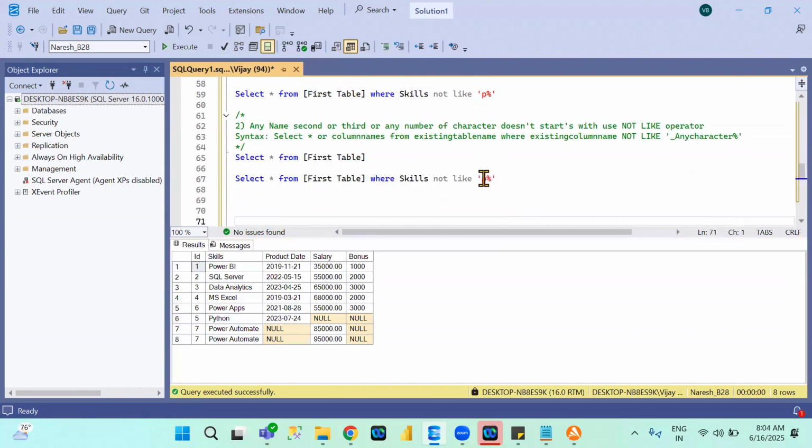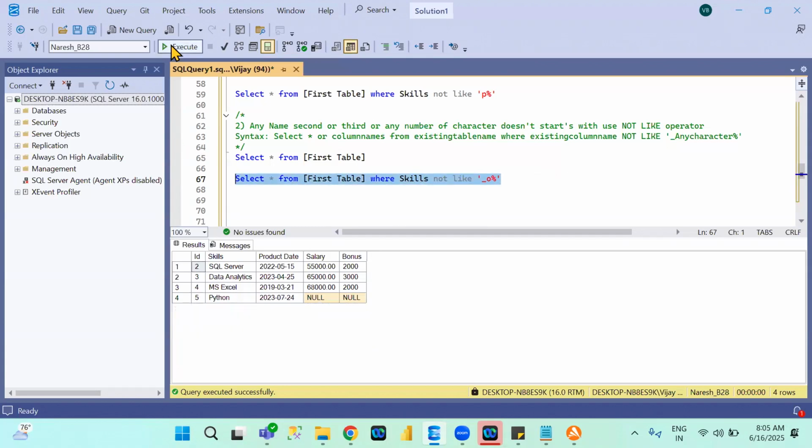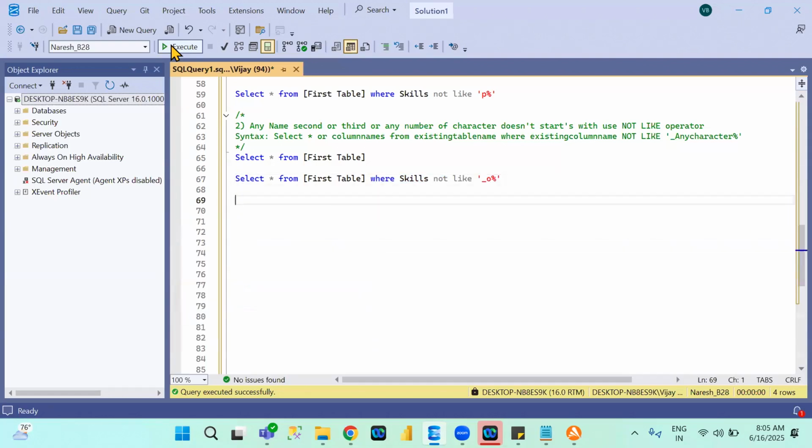First, what you have to give? Underscore. After that, O I'm giving. What is the meaning of this one? Second character is not O. What names are there? SQL Server, Data Analytics, MS Excel, Python. Okay, those it will display. See here. Understand clearly? Now, next one.